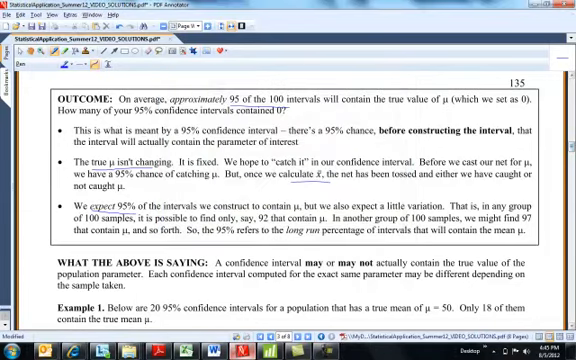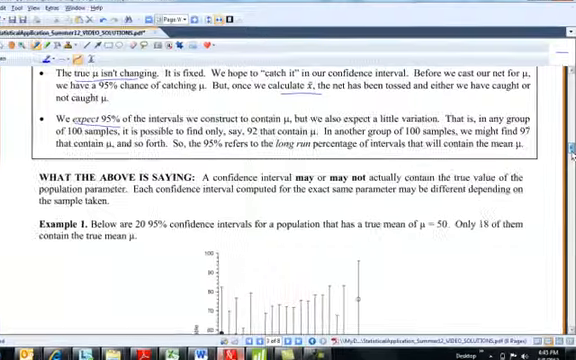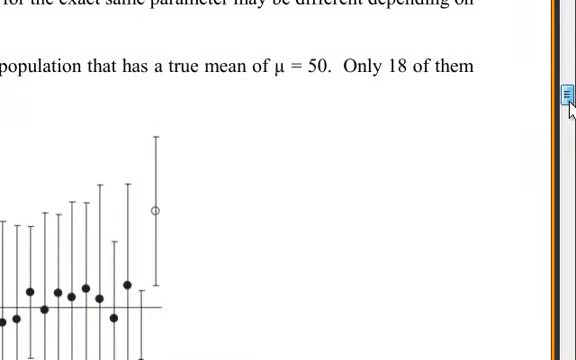Okay, so I hope that makes sense. And I wrote an example here, again, just another one showing that no matter what, you may not capture mu. So here's a population whose true mean mu was 50. Somebody took random samples from the distribution, had a mean of 50, built a confidence interval, and noticed that some of them don't contain 50. I mean, that's what's going to happen.